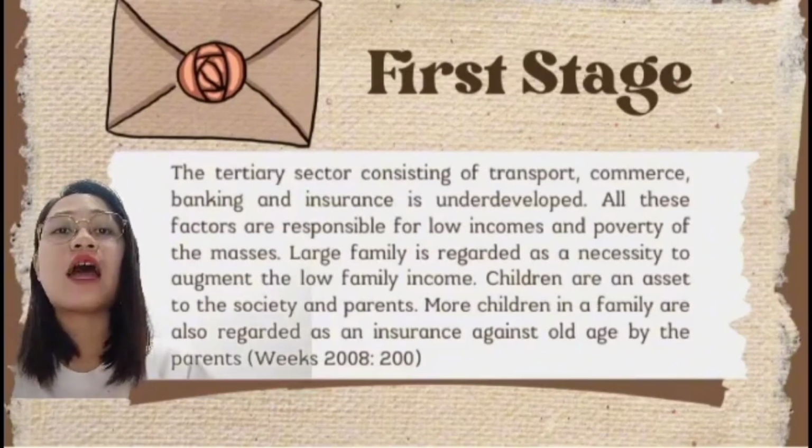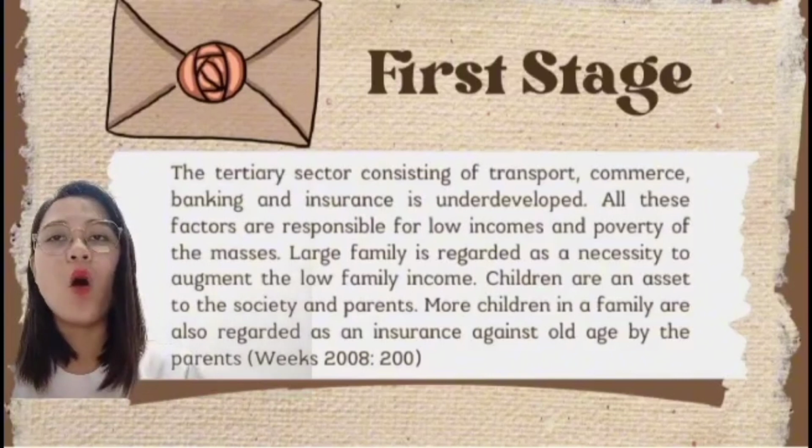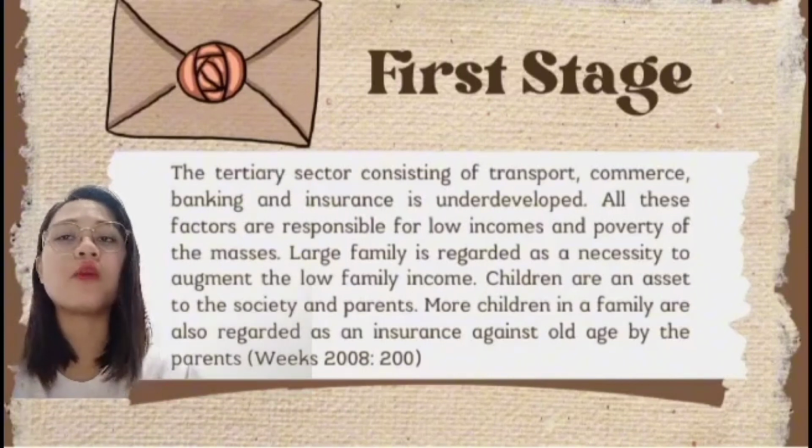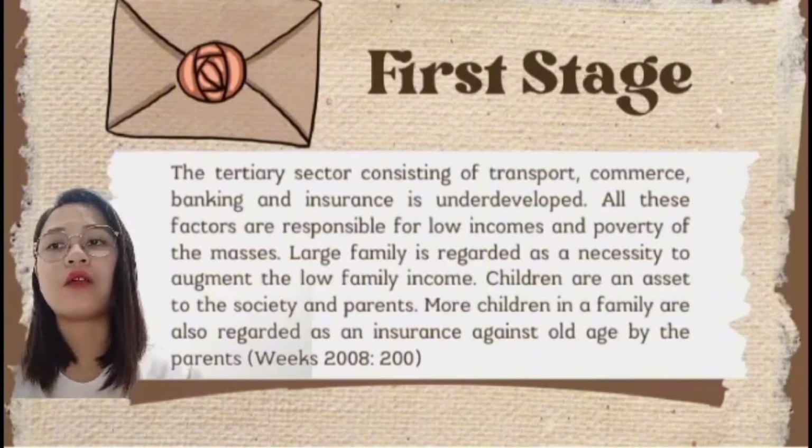According to Wicks 2008, the tertiary sector, consisting of transport, commerce, banking, and insurance, is underdeveloped. All these sectors are responsible for low incomes and poverty of the masses. A large family is regarded as a necessity to augment the low family income. Children are an asset to the society and parents, and more children in the family are also regarded as insurance against old age by the parents.